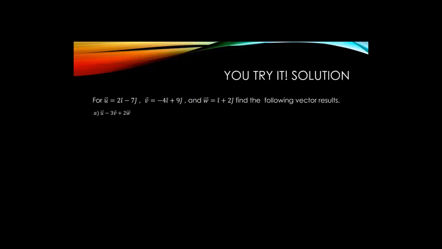So for the first one, I want to find the vector u minus 3 times the vector v plus 2 times the vector w. I simply plug in the vector component form for each of my vectors, and I get 2i hat minus 7j hat minus 3 times negative 4i hat plus 9j hat plus 2 times i hat plus 2j hat. I'm going to use my distributive property and collect like terms. The like terms will be all the i hat terms and all the j hat terms. I get 2 plus 12 plus 2 i hat plus negative 7 minus 27 plus 4 j hat. This reduces to 16i hat minus 30j hat.